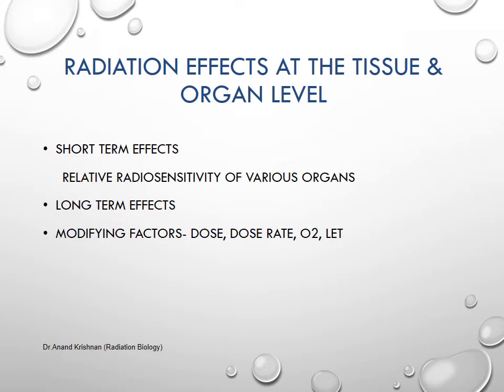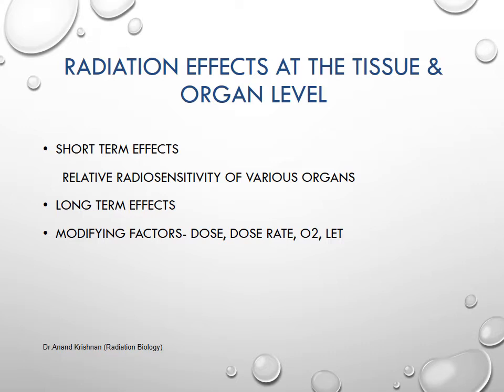So the cell nucleus is more sensitive to radiation than the cytoplasm. So damage to the nucleus affects the chromosomes containing DNA and interferes with the amount of cell division that happens, that is the mitotic activity within the cell, which in turn might lead to abnormal function of the cell or cell death.